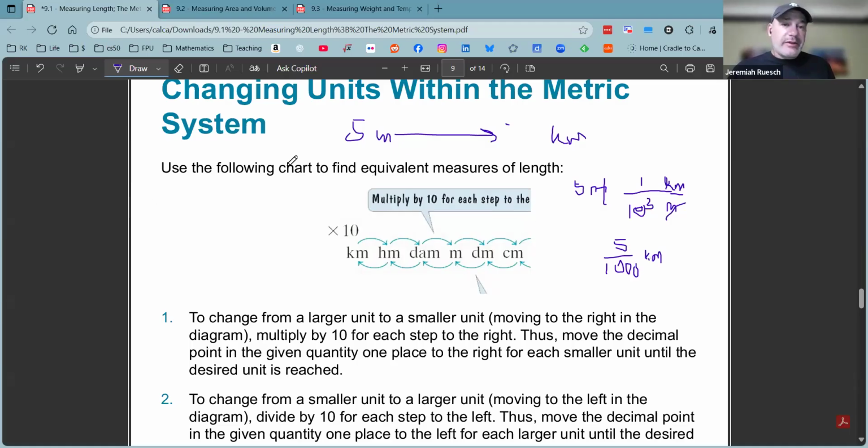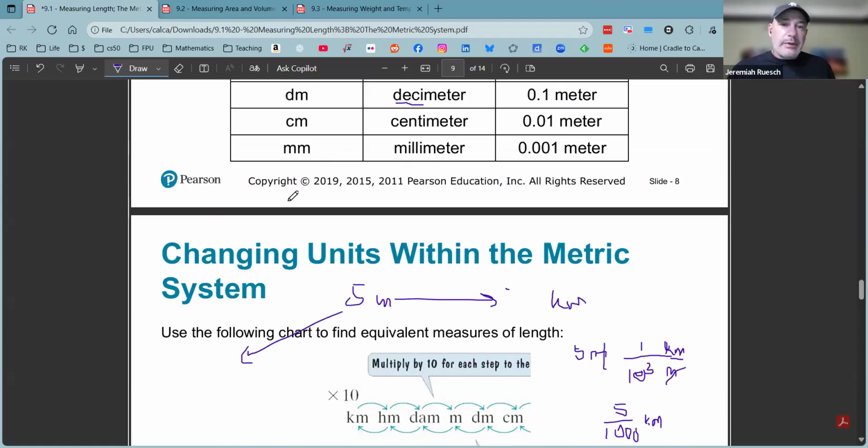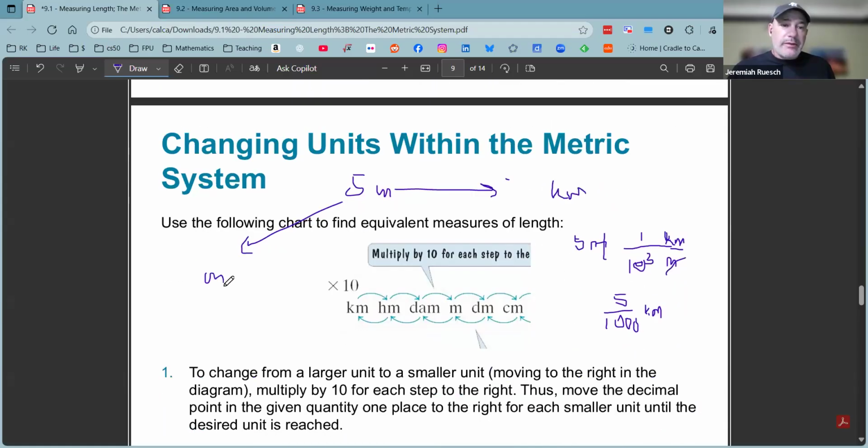However, notice if I had 5 meters and I wanted to go to, let's say not kilometers, but millimeters. So I wanted to know how many millimeters 5 meters is, right? That's the thing I'm looking for. So I'm going to do exactly the same thing. I'm given meters.